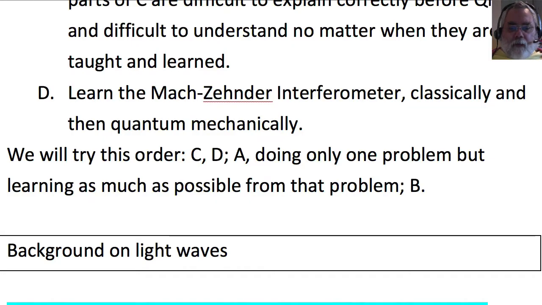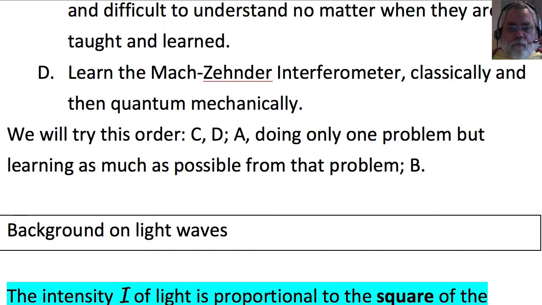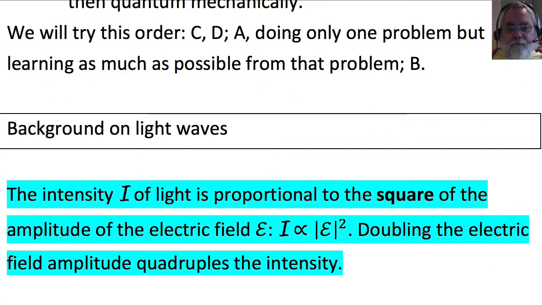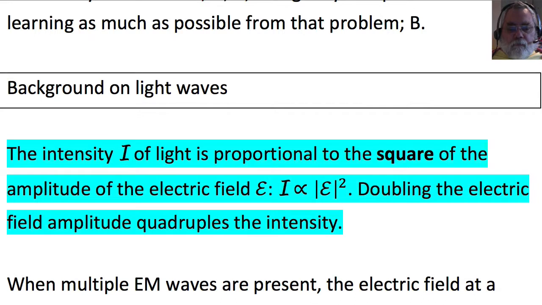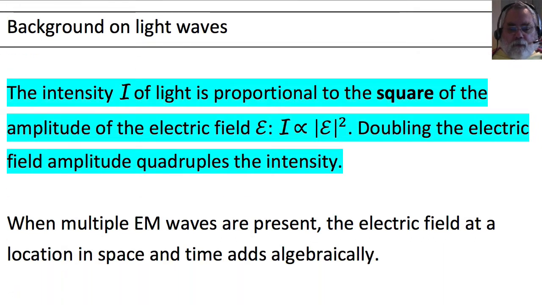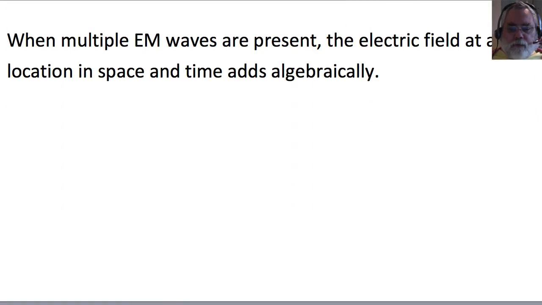We need a little background on light waves in addition to what we've already covered. The intensity I of light is proportional to the square of the amplitude of the electric field. So I is proportional to the magnitude of E squared. Doubling the electric field amplitude quadruples the intensity. When multiple electromagnetic waves are present, the electric field at a location in space and time adds algebraically from all the waves that are present.